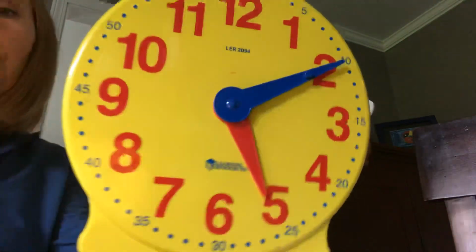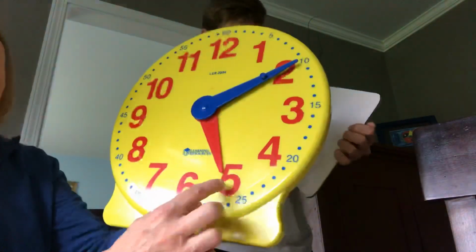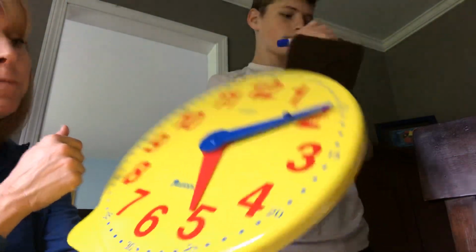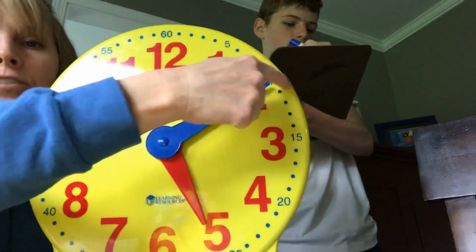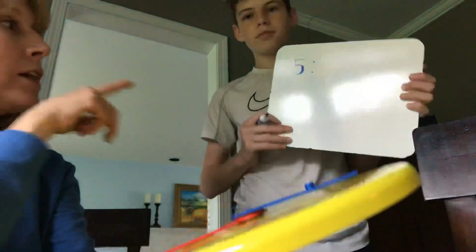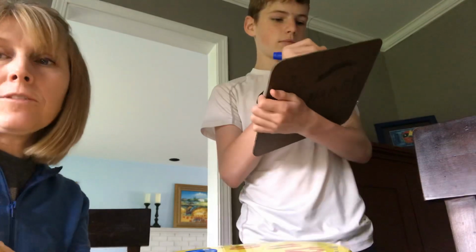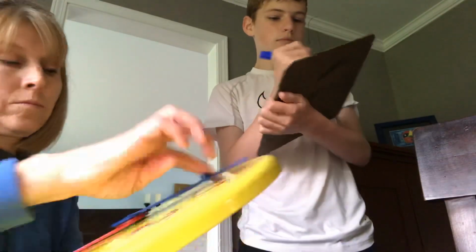Okay, so remember we do your hour hand first. It's between the 5 and the 6. You go back to the 5, so the hour is 5. And then we're going to count by 5s. 5, 10. So the time is 5:10. Okay, there it is. Good.